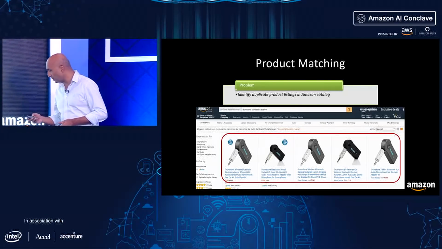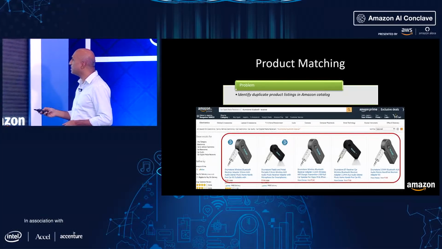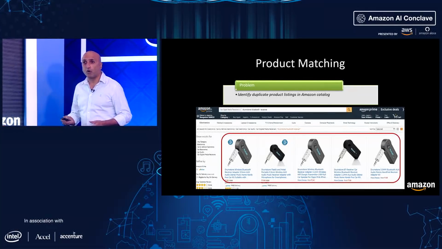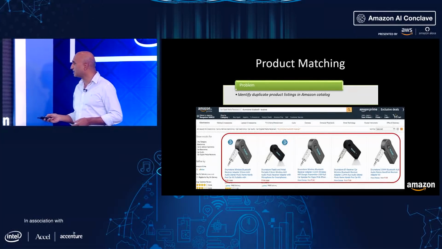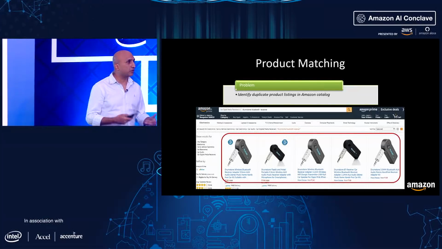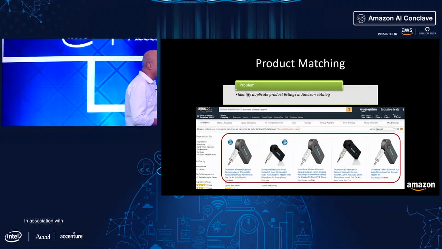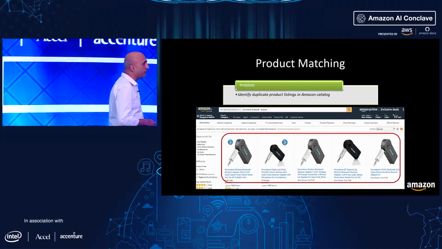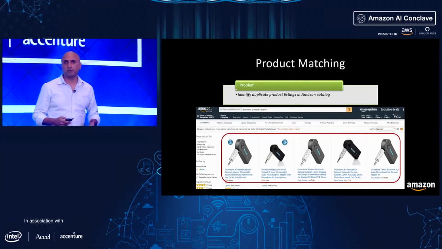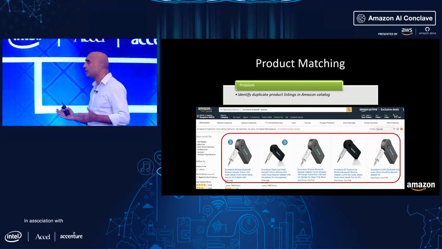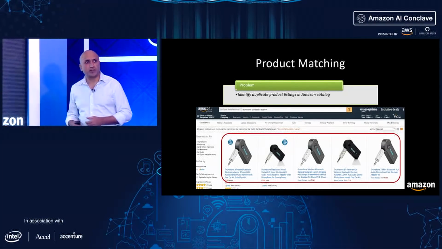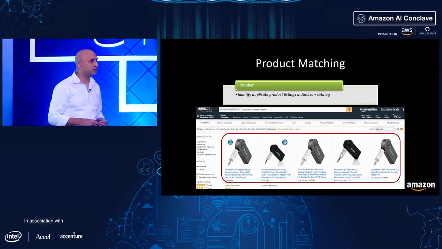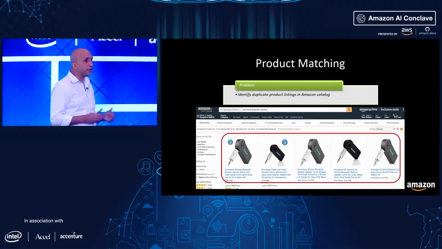You can see that some of them have different images. The images don't all look identical. And some of these titles are also different. But they all correspond to the same real-world product. And this makes it a challenging problem, because not all the images and titles are identical. And it's important to identify and eliminate such duplicates from our catalog for many of our applications.